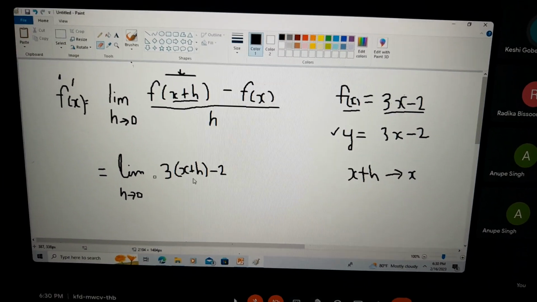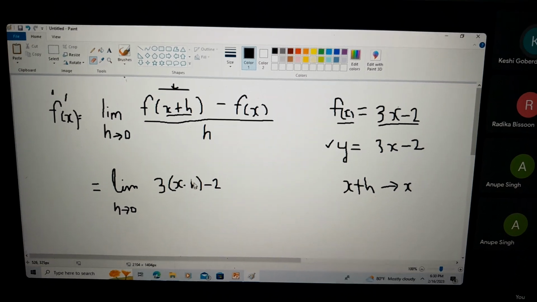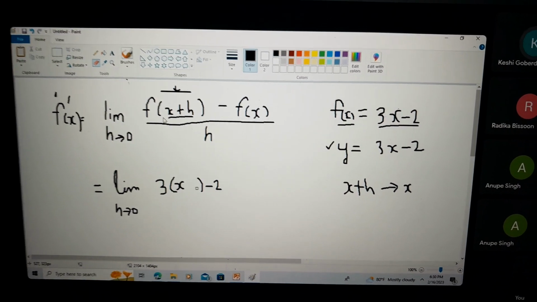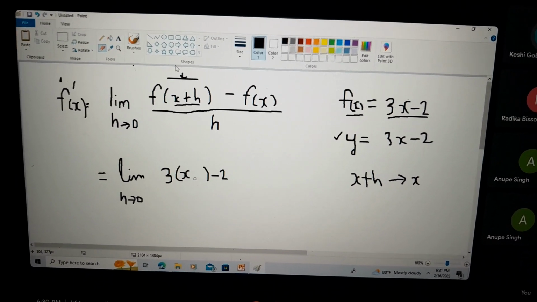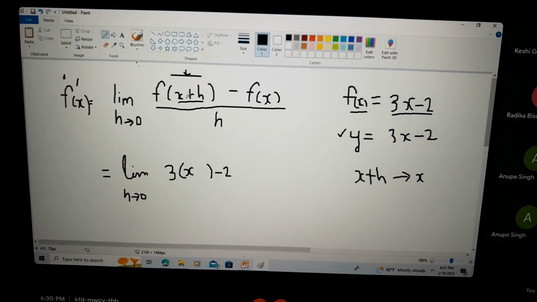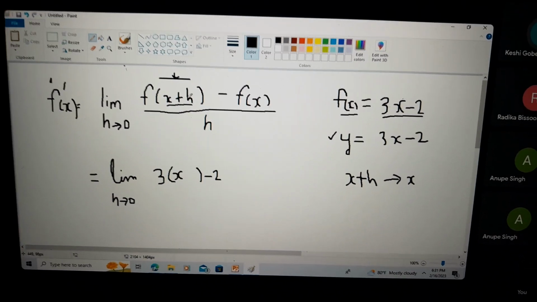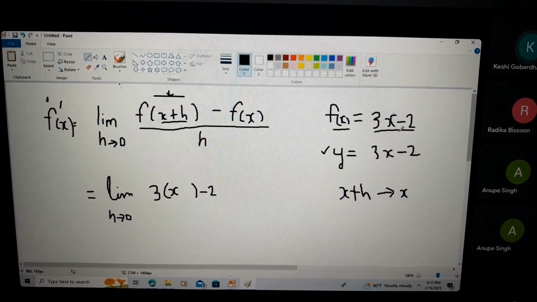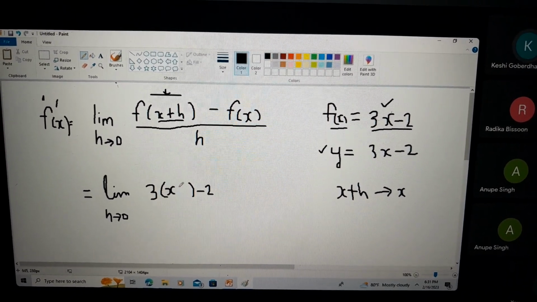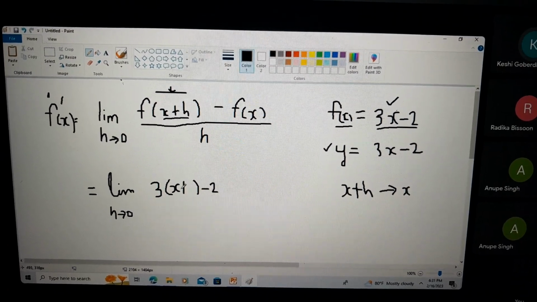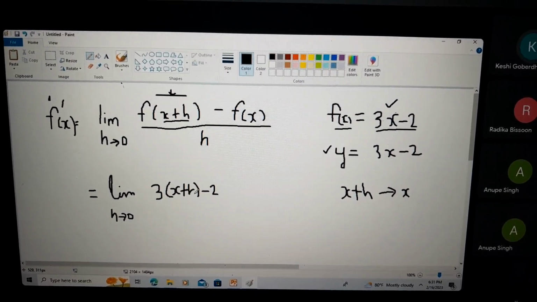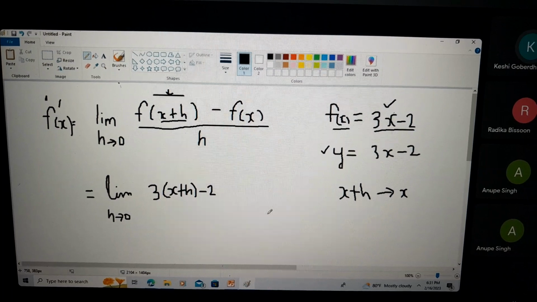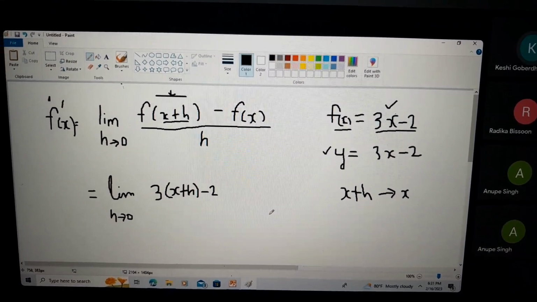Instead of just putting the function 3x minus 2, this is what the original function is. But as you can see up here, they don't want x, they want x plus h. So wherever I have x, 3x minus 2 as in the original function, where I have x, I just add in an h right next to x there. So that's basically all we're doing there. Are we clear with this?